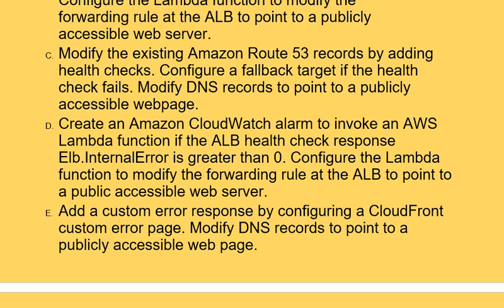Option D. Create an Amazon CloudWatch alarm to invoke an AWS Lambda function if the ALB health check response ELB internal error is greater than 0. Configure the Lambda function to modify the forwarding rule at the ALB to point to a publicly accessible web server. Option E. Add a custom error response by configuring a CloudFront custom error page. Modify DNS records to point to a publicly accessible web page.